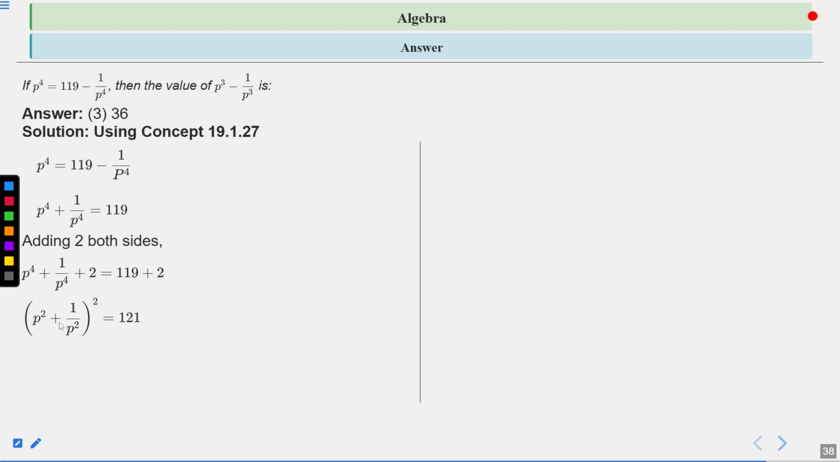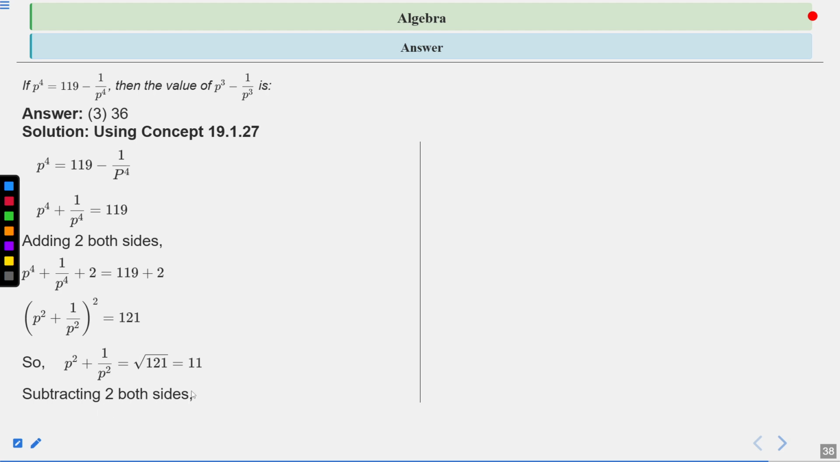So we can write p square plus 1 upon p square, the whole square, equals 121. Now we can calculate it. So we get the value of p square plus 1 upon p square as under root 121, which equals 11.